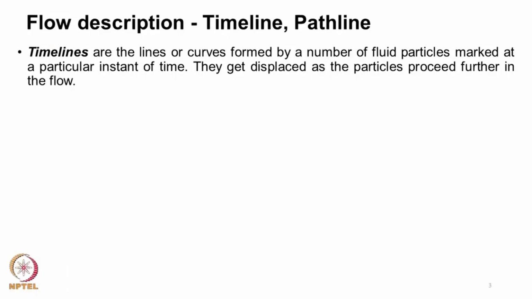Timelines are the lines or curves formed by a number of fluid particles marked at a particular instant of time. This is very important. In unsteady flow, it changes with time, and you are looking at one particular instant, how different fluid particles at that instant behave, and if you connect all the particles at that instant, then similarly you proceed with time, you are able to get the timeline for that flow. So they get displaced as the particles proceed further in the flow.